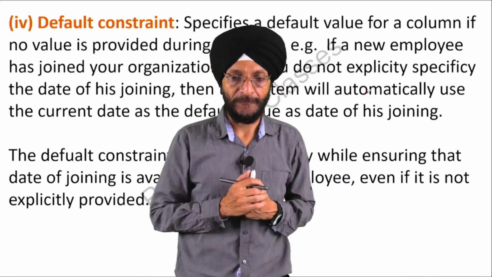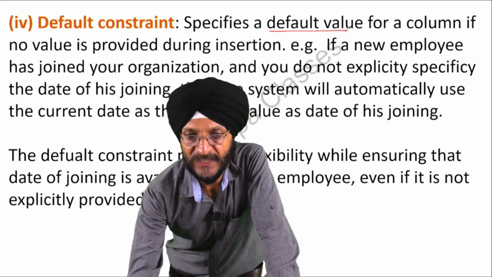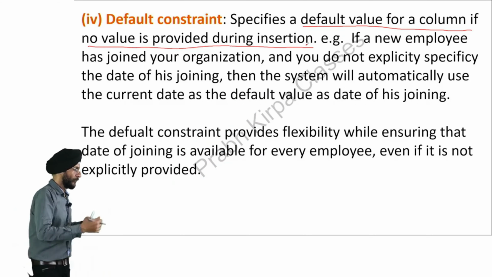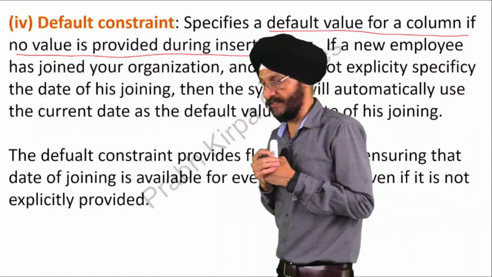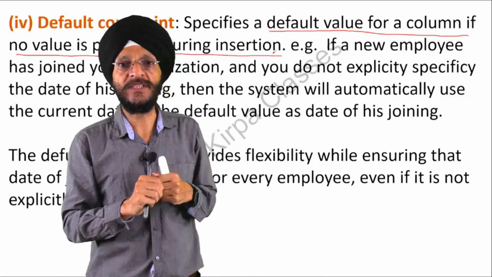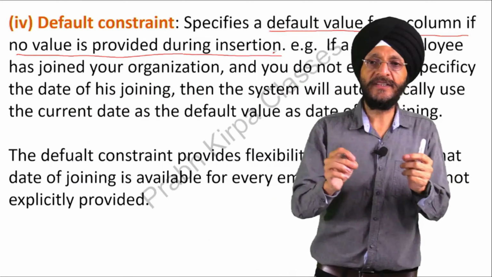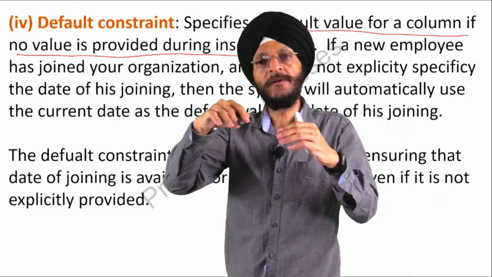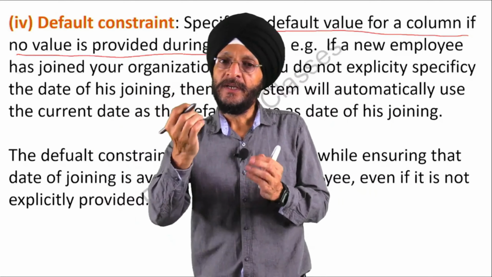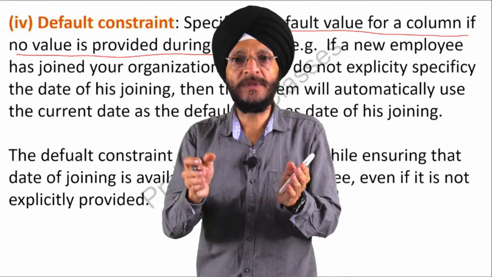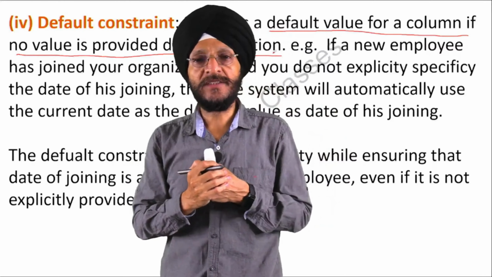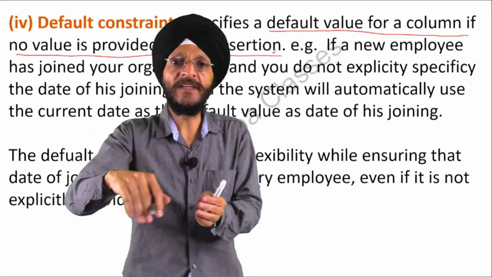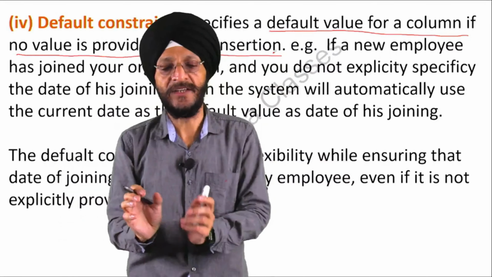Next point is the default constraint. This constraint specifies a default value for a column if no value is provided during insertion. Suppose a new employee has joined your organization and you are filling the data in respect of the same in your system. Either you fill the date of joining yourself, or the system will automatically take it as the current date. It is quite possible that a person joined 3 days ago. You may fill that in, but if you do not, the default constraint will automatically take the date as the current date.